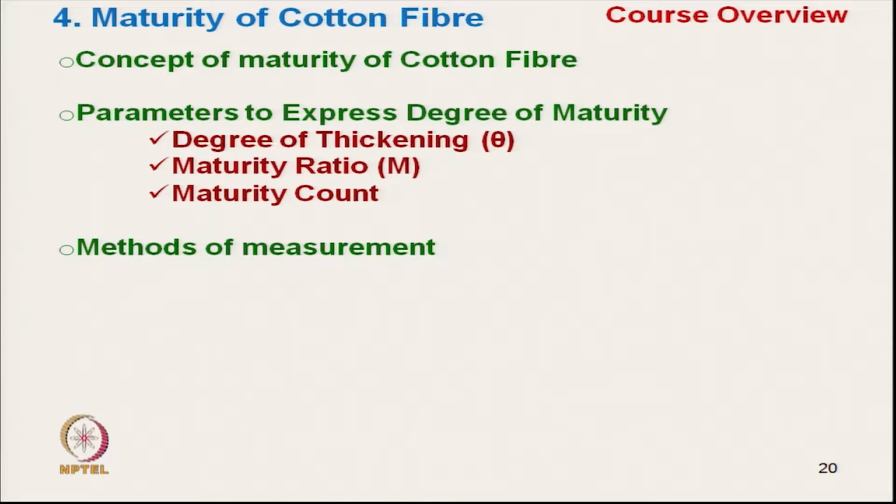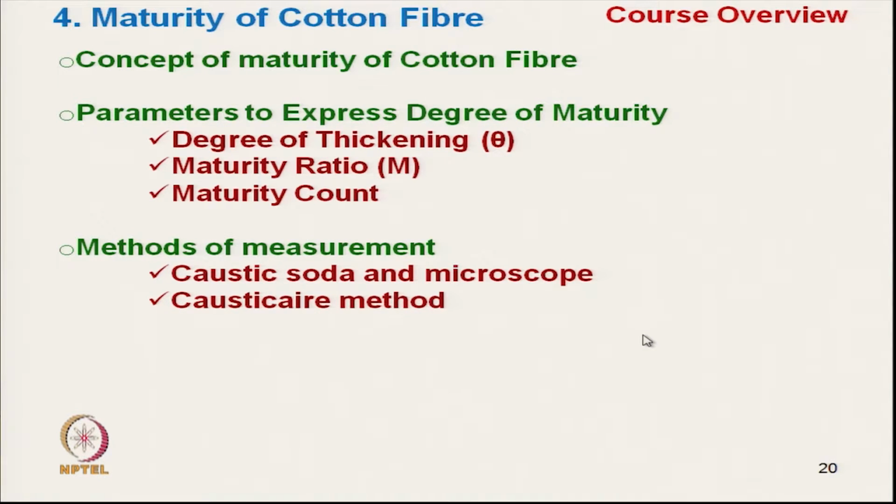Then we will discuss the various methods of measurement of maturity. These are the caustic soda and microscopic method, a very common method used for cotton fiber, since we are only concerned about cotton. Then the caustic air method, an indirect method of measuring maturity, which also uses caustic soda, but the method is different. The high volume instrument method of measurement of maturity, although here they use the airflow method.